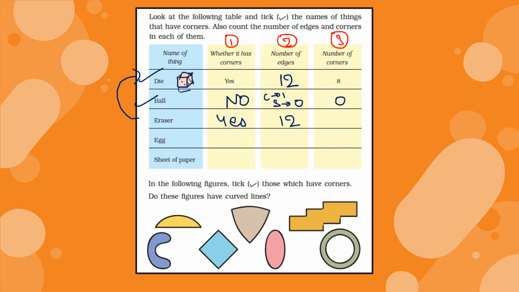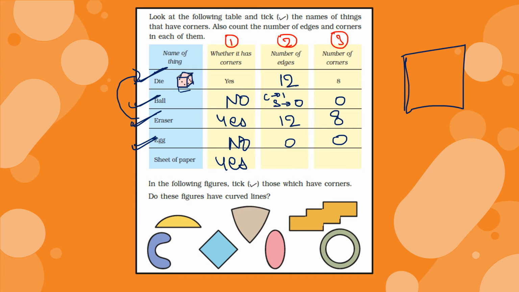Number of corners, again 8. All the things are the same, just the shape is different. An egg. Does it have corners? Yes or no? No. Number of edges? 0. Right? Number of corners? 0. A sheet of paper. Yes, it has corners.